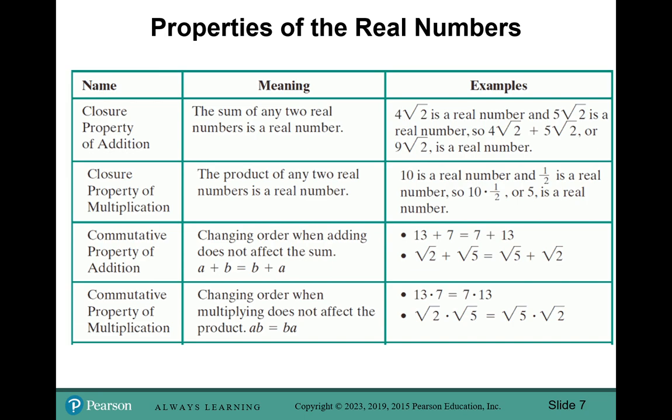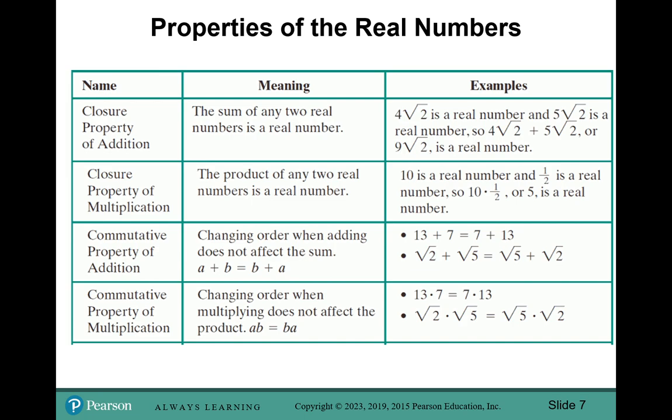We also have the closure property of multiplication. The product of any two real numbers is a real number. 10 is a real number. 1/2 is a real number. So 10 times a half, or 5, is also a real number. So if you multiply any two real numbers, the result is going to be another real number.